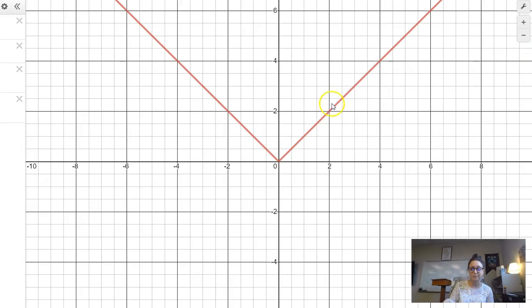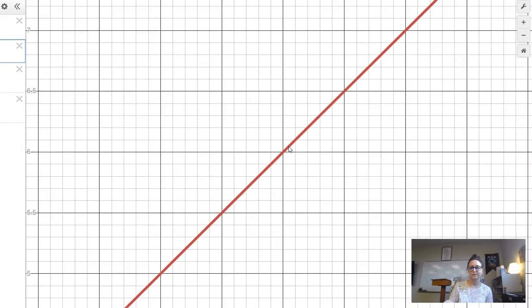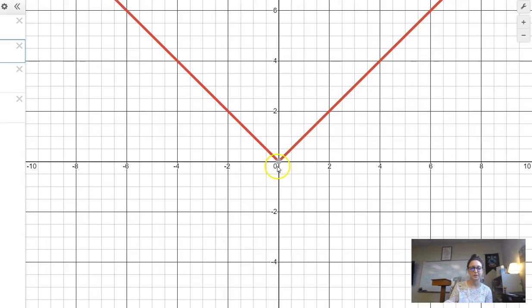Now if I were to pick any other point, like let's say a point over here, maybe (6, 6). If I zoom in, it's nice and linear there, right? It's linear, it's differentiable everywhere except for the origin, okay? So the absolute value of x is differentiable everywhere except where? Except the origin, or at x equals 0.